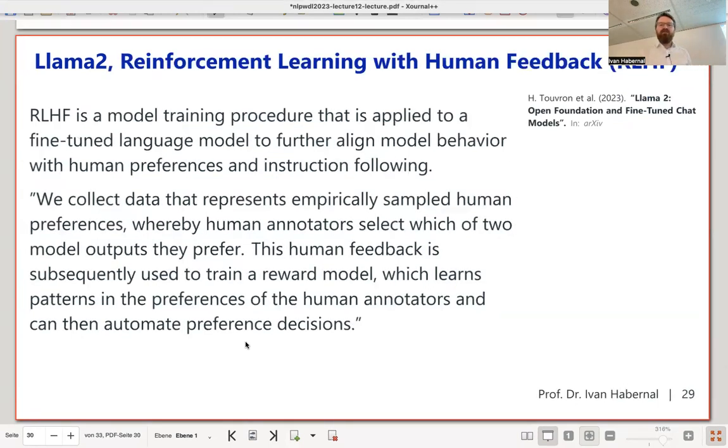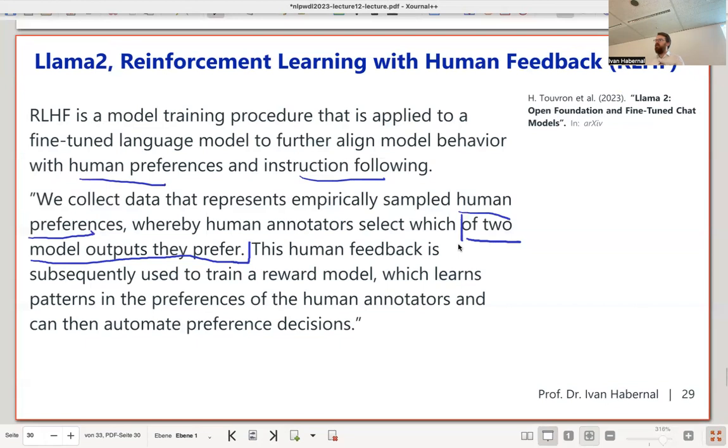And there's the other part, which is called reinforcement learning with human feedback. We're not going to go into details of how reinforcement learning works because it's not part of the course, but just as a concept, you know that they use that. The model training procedures applied to fine-tuning further align model behavior with human preference and instruction following. The thing is, they collect data that represents empirically sampled human preferences, where human annotators select which of two model outputs they prefer.